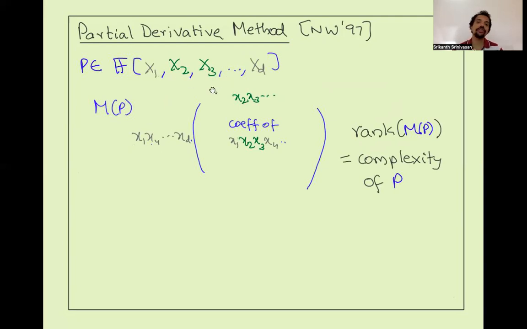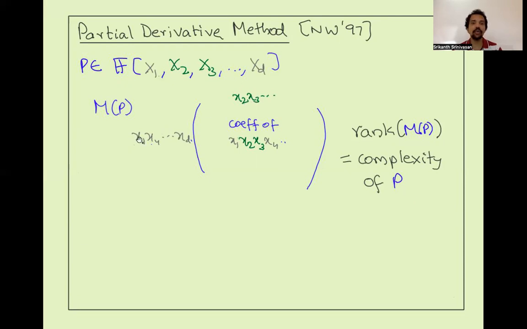So given such a partition of the d variable sets, what we do is we define now a matrix associated with this polynomial P. And this matrix is called the partial derivative matrix, and it's defined as follows. So the rows of this matrix are labeled by set multilinear monomials over the gray variable sets. So gray monomials, let's call them. And similarly, the columns are labeled by set multilinear monomials over the green variable sets. So the columns are green monomials. And now note that the product of a gray monomial and a green monomial is a set multilinear monomial in all the variable sets together.